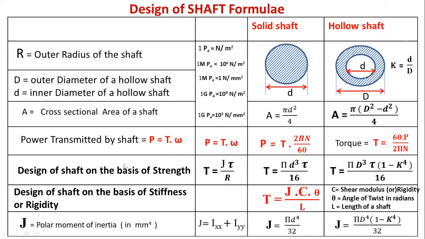Now these are important formulas for the design of hollow and solid shafts. This one is the cross-sectional view of a solid shaft, and this one is the cross-section of a hollow shaft. Here, small d is the outer diameter of the solid shaft. Small d is the inner diameter of the hollow shaft, and capital D is the outer diameter of the hollow shaft. Capital K is the diameter ratio of a hollow shaft: K equals inner diameter divided by outer diameter. It is very important for solving the design of the hub.